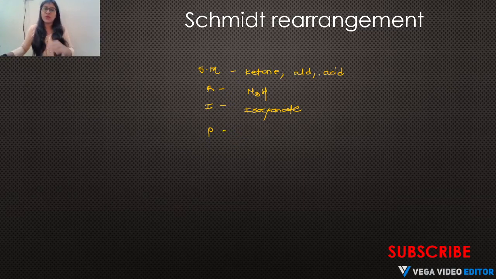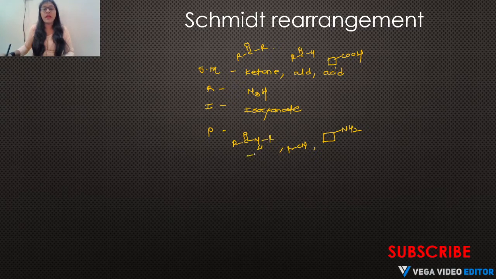And what is the product? If there is an acid, then the product is an amine. If there is an aldehyde, then the product is alkyl cyanide. If it is a ketone, then we get the amide form. If aldehyde, then alkyl cyanide is formed. If acid, then amine formation takes place.